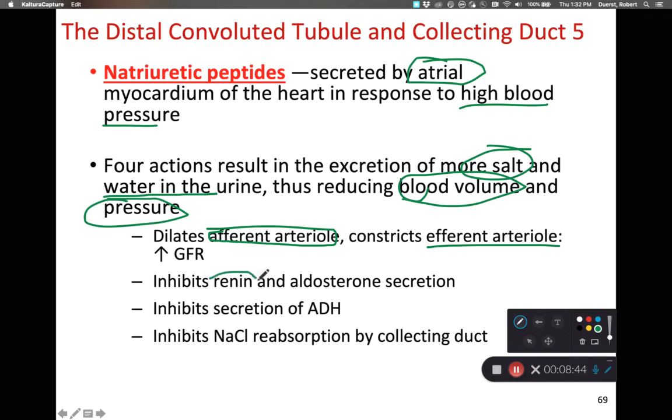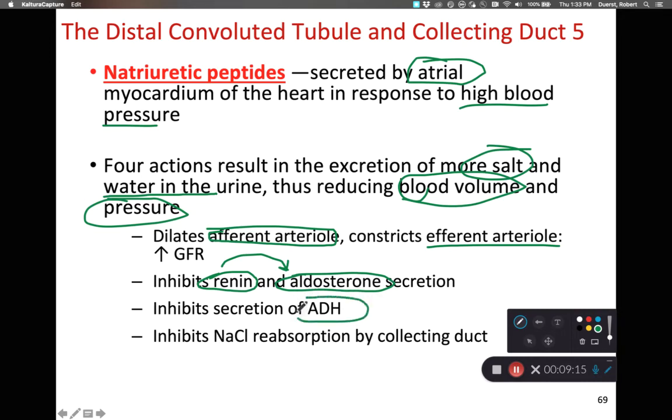ANP is also going to inhibit the secretion of renin and also inhibit the secretion of aldosterone. Renin is a molecule that upregulates aldosterone secretion, and aldosterone is a molecule that causes us to absorb more sodium and indirectly absorb more water. So the less renin and the less aldosterone, the more urine we produce. And the more urine we produce, the lower our blood pressure becomes.